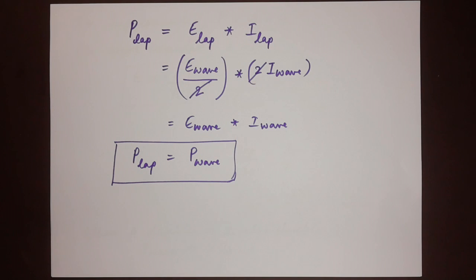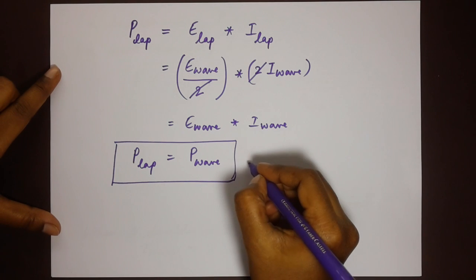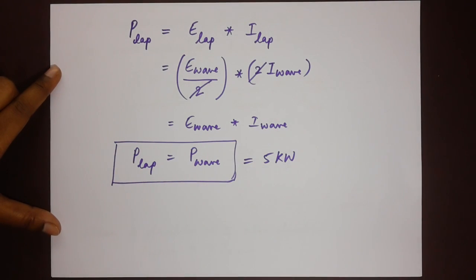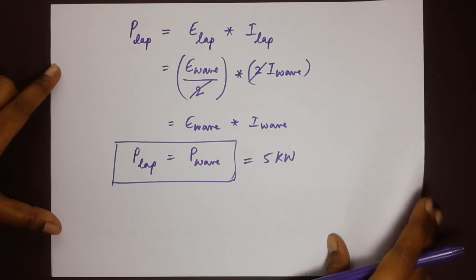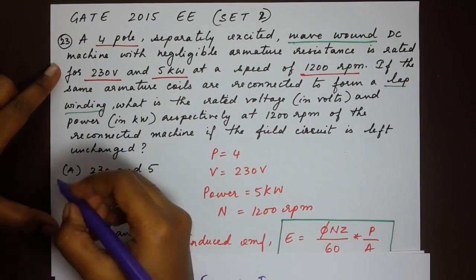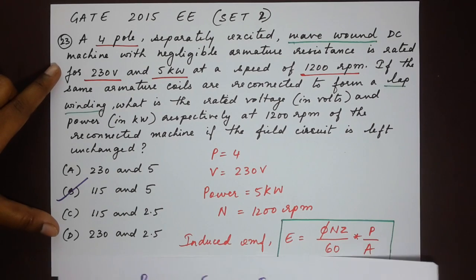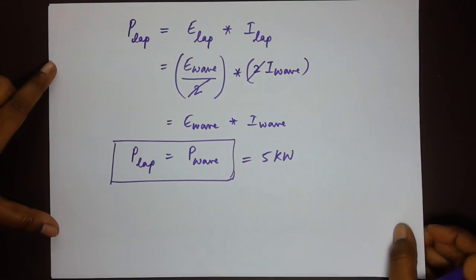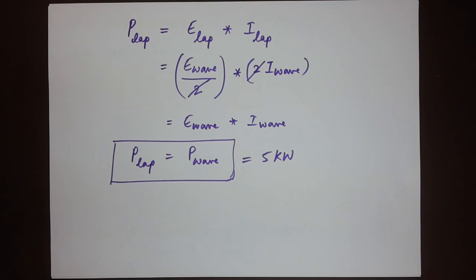That indicates that the power given to us in the question of 5 kilowatts remains the same as 5 kilowatts. So here is our final answer. The induced EMF, or the rated voltage, is 115 volts and the power is 5 kilowatts. Now let's see which option it matches with. It matches with option B. So here is the entire solution, and I hope it helps.